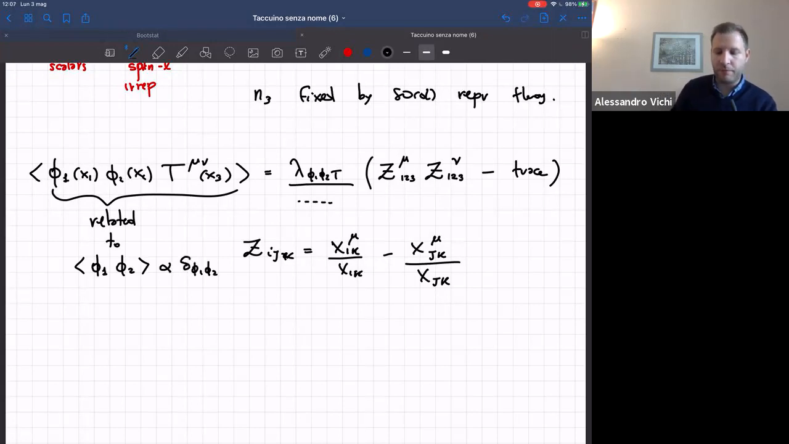So it must be, first of all, that this OPE coefficient is 0, which is the case. And not only that, using the Ward identity, you can fix the value of lambda. So in particular, one can show that delta phi1 phi2 T is, okay, there is a delta.